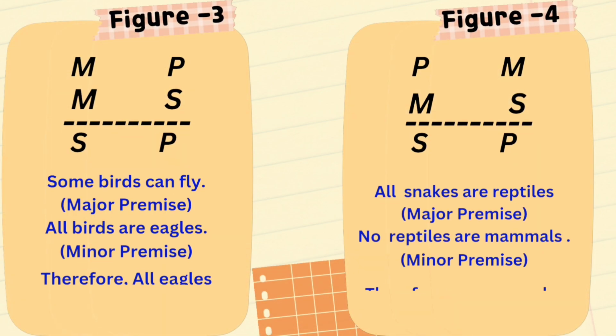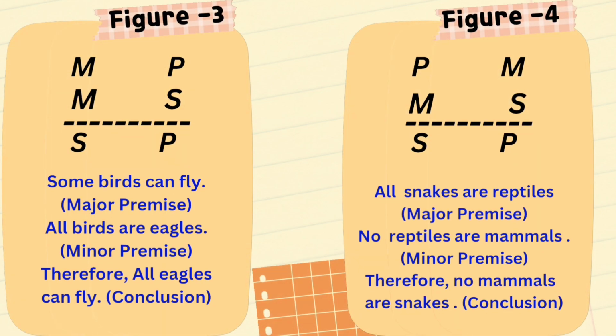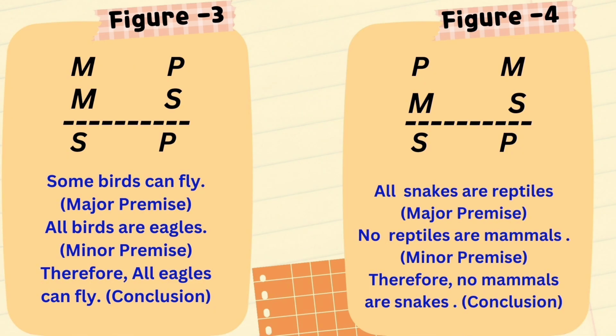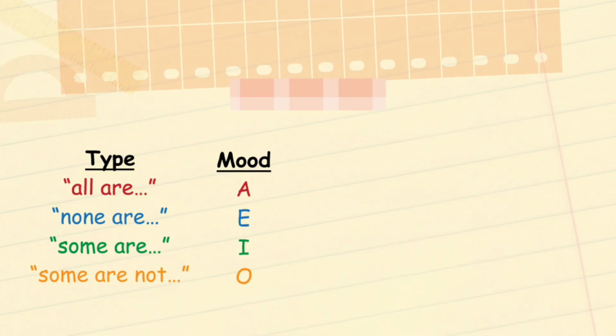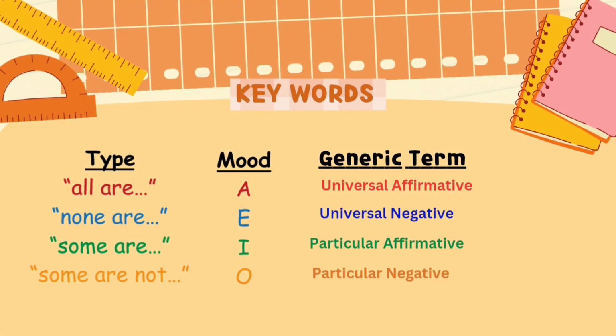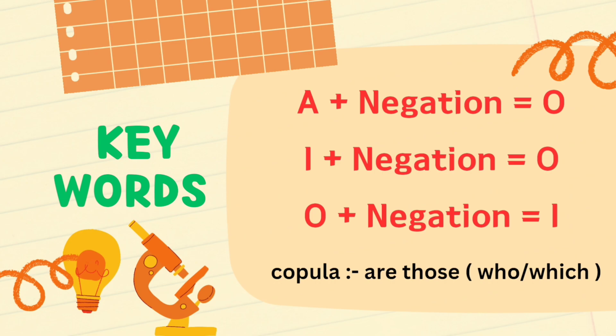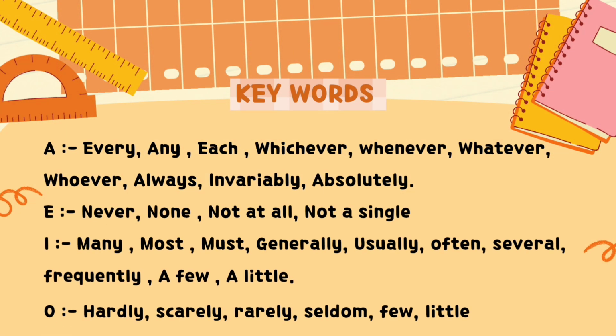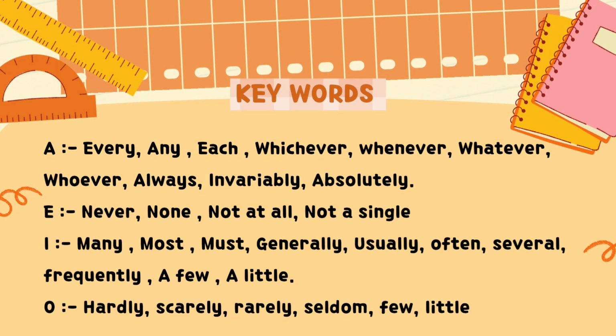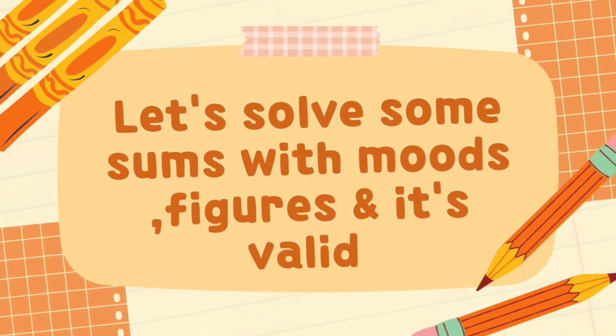Figure 3, the middle term is the subject of both the major and minor premises. Figure 4 states the middle term is the predicate of the major premise and the subject of the minor premise. Take the screenshot of the slides. This will help you to solve sums of categorical syllogism. Let's solve some sums with moods, figures and its validity.